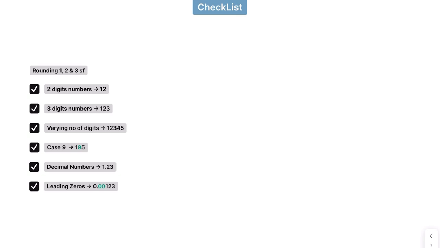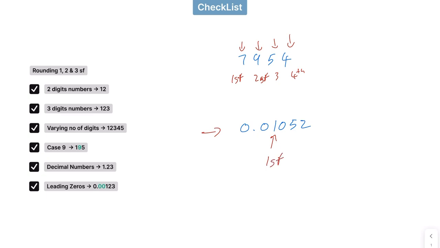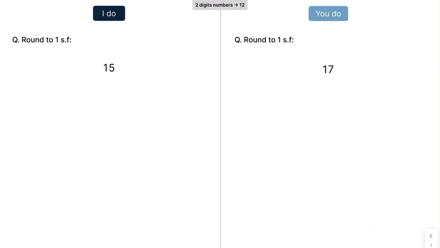So for example, if you have the number 7954, and let's say you have a number 0.01052. Now the first significant figure is the first non-zero number. So in this case, this is the first significant figure. This is the second significant figure, this is the third, and this is the fourth significant figure. Now the first significant figure in this one is the first non-zero number, so it's that one. It's the first number that is not zero. Now the second significant figure is that one, so you only ignore the zeros at the start, okay? So let's make a start with that being said.